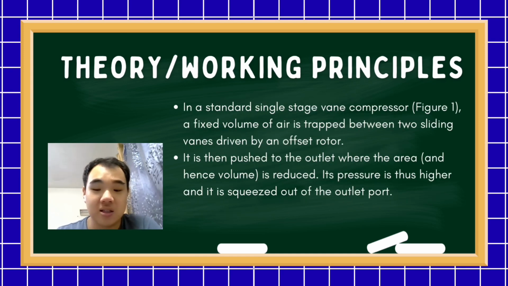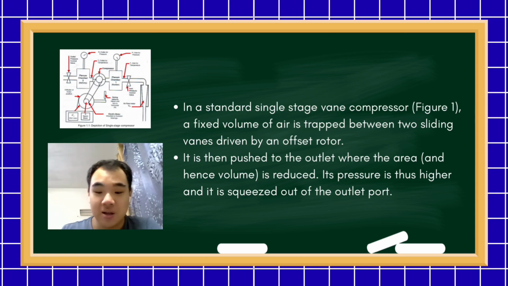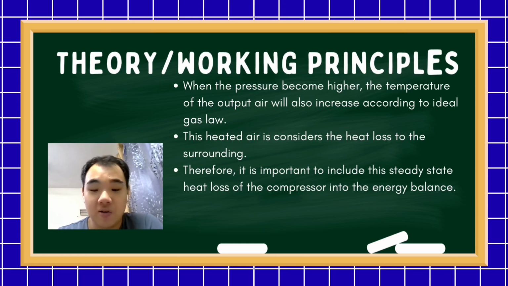So in a standard single stage compressor, which is in figure 1, a fixed amount or volume of air is trapped between two sliding vanes driven by an offset rotor. It is then pushed to the outlet while the area is reduced. So its pressure is thus higher and it is squeezed out of the outlet ports. When the pressure becomes the highest, the temperature of the output air also increases according to the ideal gas law. So this heats the air, and we consider the heat loss to the surroundings.